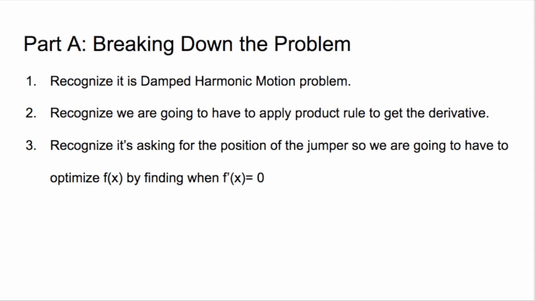So before we attempt part A, let's first break down the problem. So first we need to recognize that this is a damped harmonic motion problem because the equation clearly shows an exponential function multiplied by a trigonometric function. Second, we recognize that we are going to have to use product rule to get the derivative. And this is because it shows two functions, an exponential and a trigonometric, being multiplied by each other. And third, we're going to recognize it's asking for the position of the jumper, so we're going to have to optimize the original function by finding when its first derivative is equal to 0.